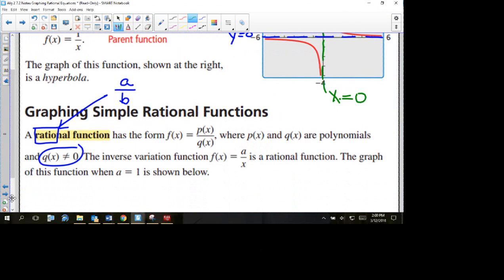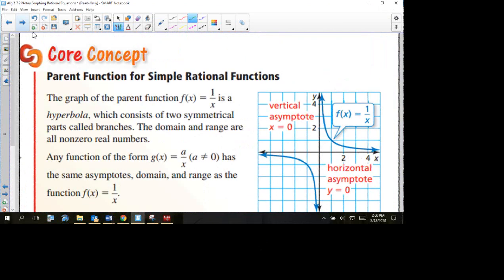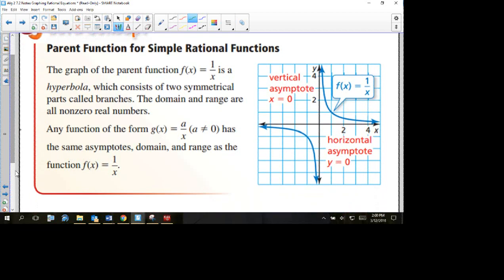All right, so we're going to be graphing rationals. Here in the core concept, it talks about all the stuff you need to know about how the two symmetrical parts are branches. It talks about the domain and range. So the domain and range right here, we'll go ahead and add that in. Domain and range are going to be all real numbers except for one number.